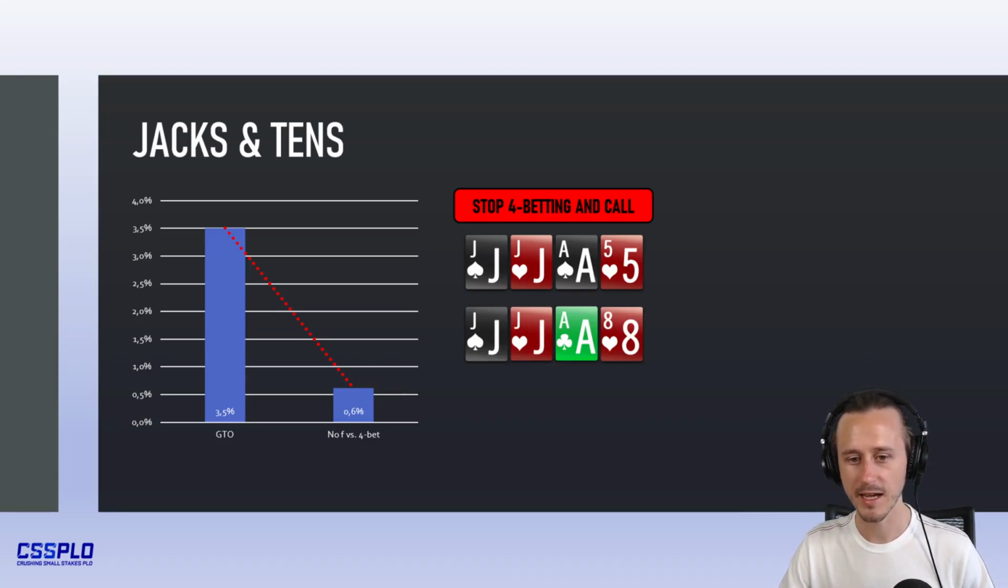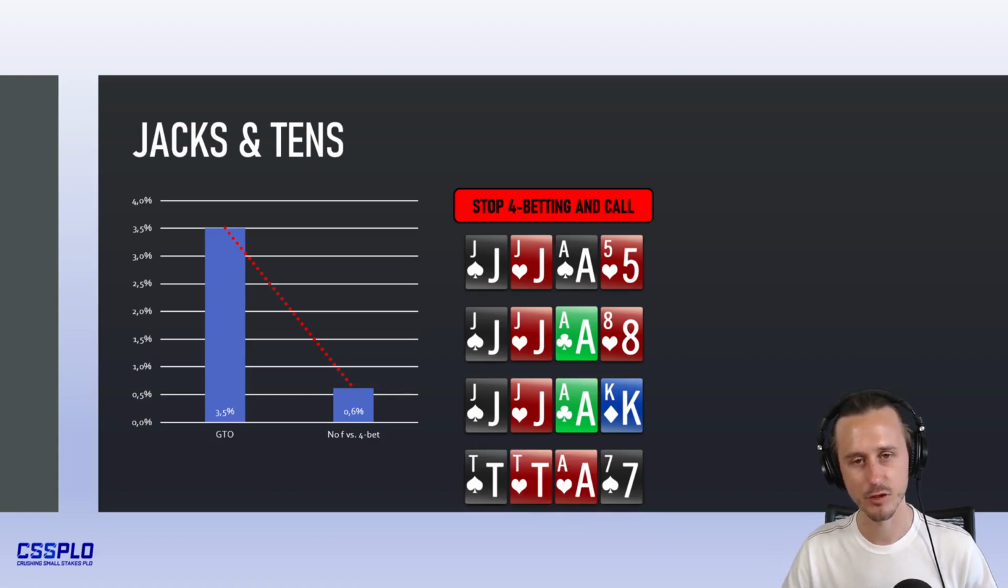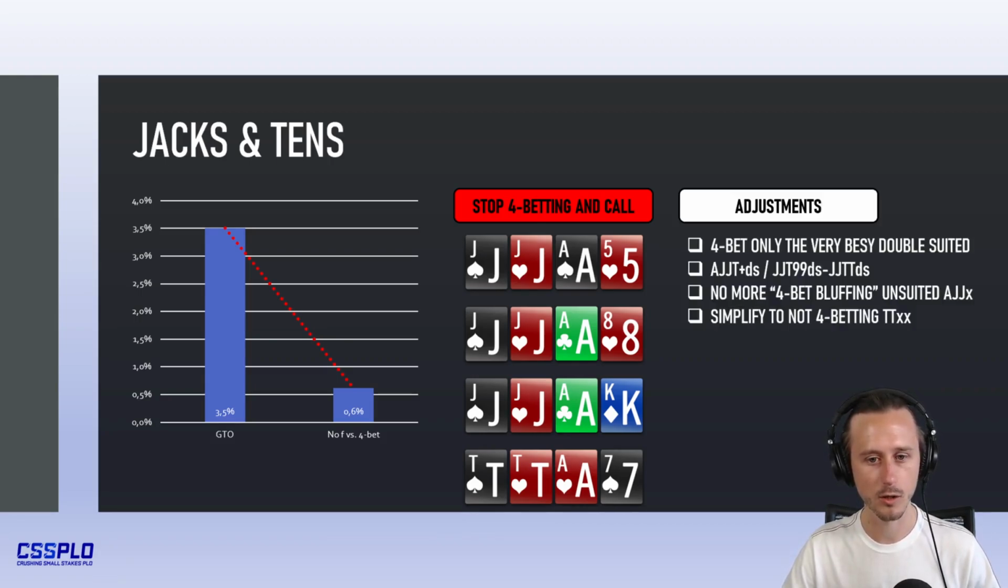But also hands like ace, jack, jack, 8, single suited, unsuited to the ace. Ace, king, jack, jack, rainbow. I mean, the hand just doesn't play too greatly as a call and would benefit from fold equity pre-flop. In a GTO setting, it's a clear 4-bet, but here we now decide to go for a call. Also ace, 10, and 7 double suited, like these hands, they all benefit a lot from fold equity pre-flop. But if that is not happening, then we should stop 4-betting and only call.